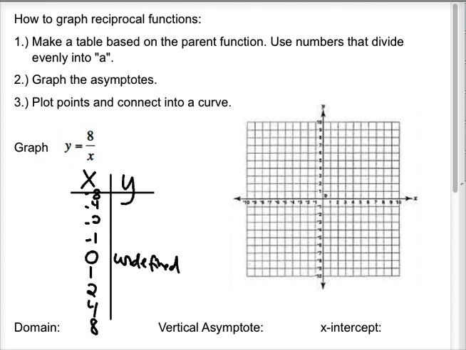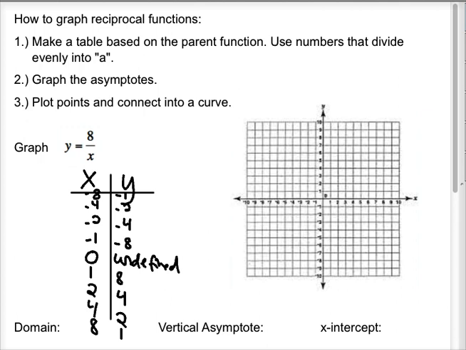8 divided by 1 is 8, and 8 divided by negative 1 is negative 8. 8 divided by 2 is 4. 8 divided by negative 2 is negative 4. 8 divided by 4 is 2, and 8 divided by negative 4 is negative 2. 8 divided by 8 is 1. 8 divided by negative 8 is negative 1. So notice again, pretty easy to make that table as long as you choose strategic values. And by strategic values, again, we're talking about things that divide that number.